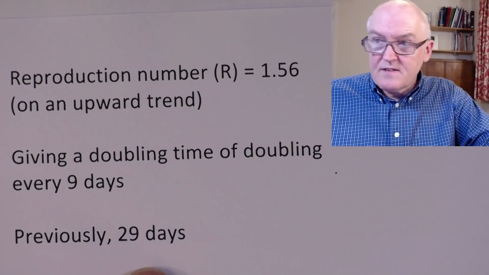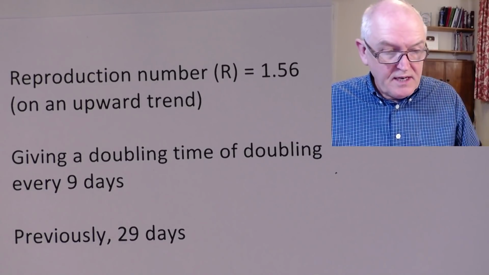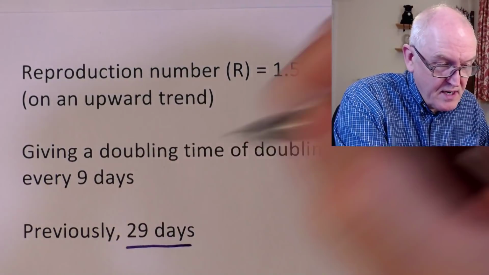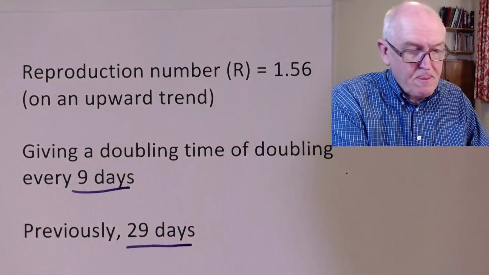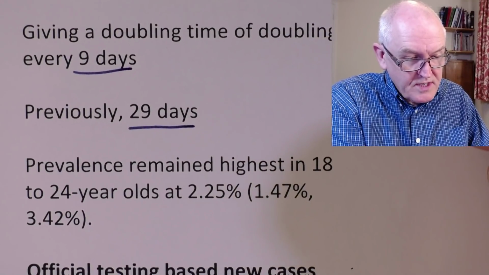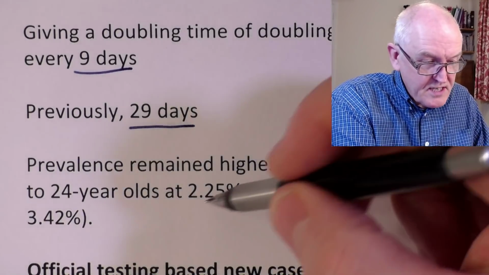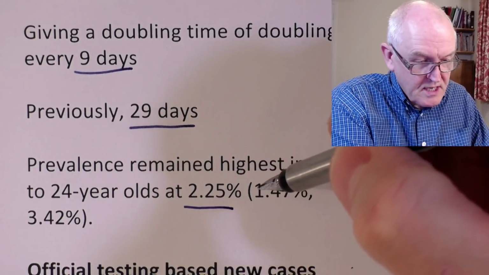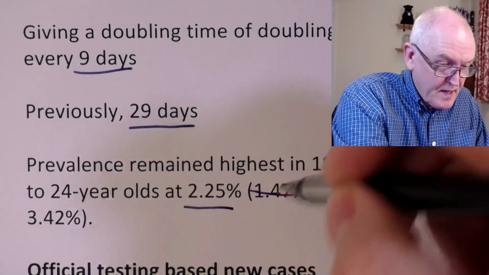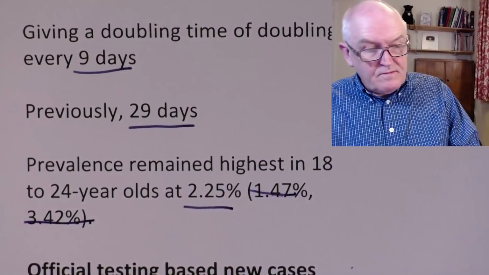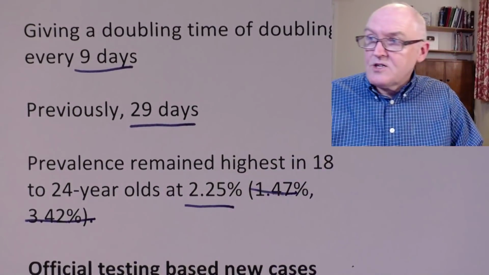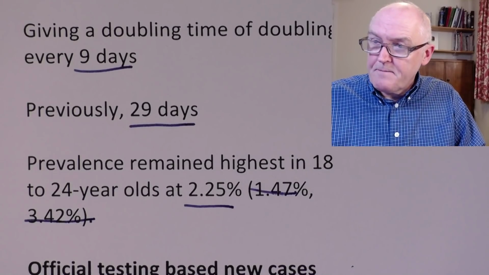The first round, the end of September, beginning of October, it was 29 days. So they're saying it's increased from every 29 days doubling to every 9 days doubling. The prevalence remained highest in 18 to 24-year-olds at 2.25. So they're still saying it's the younger age group that had most of the range. Still highest in younger people. The good thing about that, of course, is fewer hospitalisations because they get less sick.